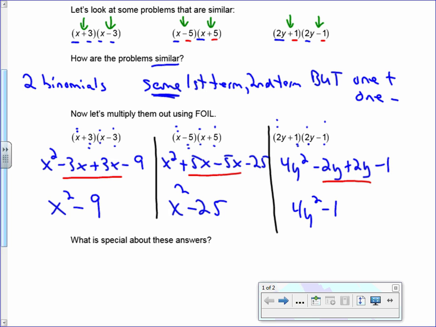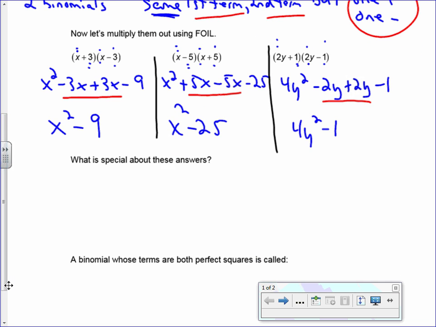So what's special about these is that if you have problems that are set up where they're two binomials with the same first term, same second term, but one's plus and one's minus, this thing where the middle two terms cancel out is going to happen every single time. Every single time, these two middle terms will cancel out. So that's what makes these problems a little special. The two middle terms will cancel every single time if the problems are set up like this.